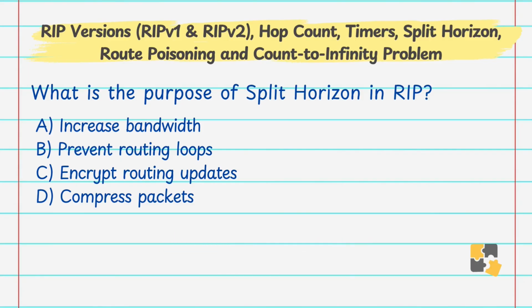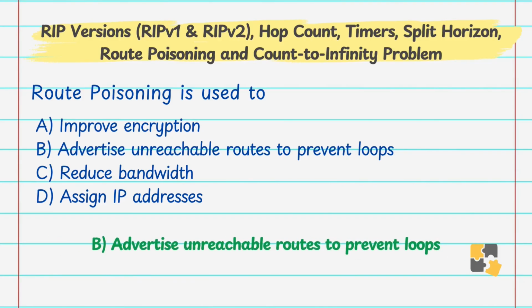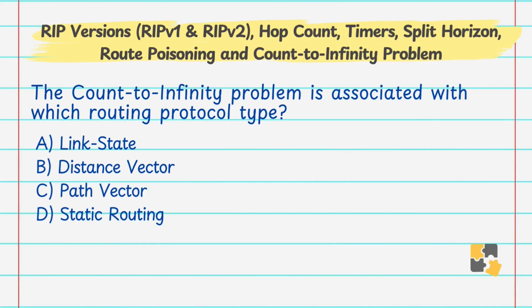learned. Route poisoning is used to A. Improve encryption, B. Advertise unreachable routes to prevent loops, C. Reduce bandwidth, D. Assign IP addresses. Answer is B. Advertise unreachable routes to prevent loops. Route poisoning sets the metric to 16, informing routers that the route is no longer reachable. Okay, that's why the answer is B.